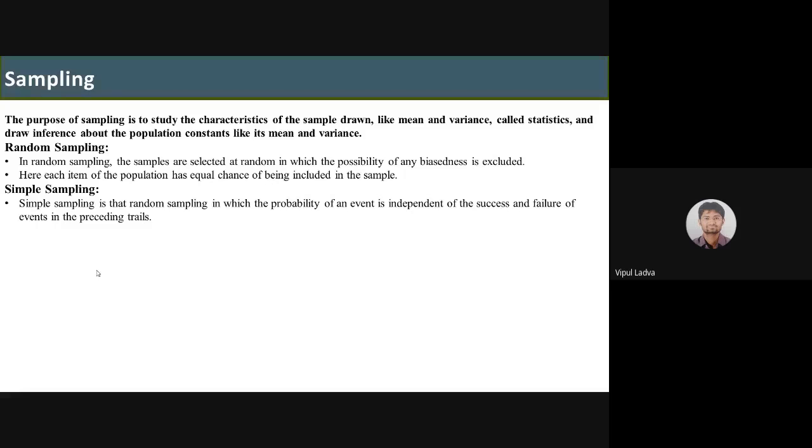Now what is simple sampling? अब ये बात हुई रैंडम सैम्पलिंग की, तो सिंपल सैम्पलिंग क्या होता है? Simple sampling also is a kind of random sampling. Simple sampling is that random sampling in which the probability of an event is independent of the success and failure events in the preceding trials. कि पिछले केस में, पिछले ट्रायल में वो इंक्लूड हुआ था नहीं हुआ था, उसके लिए सक्सेस थी फेलियर थी, उसको ध्यान में नहीं रखेंगे. If it is totally independent from the previous or I can say preceding trials, then that particular random sampling will be known as simple sampling.